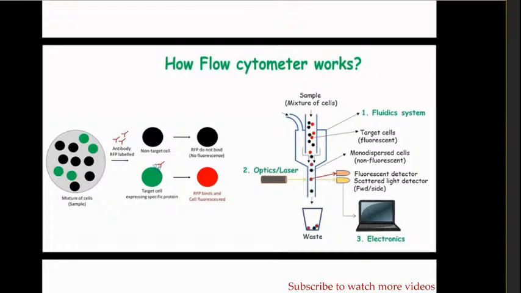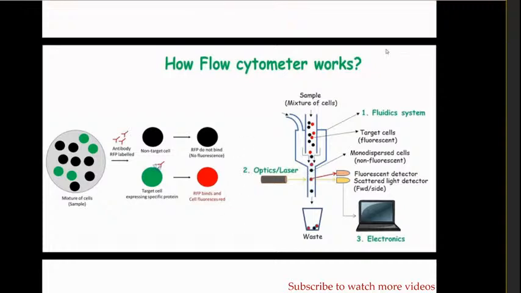Okay, so what did they do? First, we want to understand what the colors are in this image. First, we have a mixture of cells. We add the antibody. If there is a non-target cell, an unwanted cell, it is shown as the black color. If there is a target cell, that cell has the antigen on the surface. So if the target cell interacts with the antibody, it gives a color change, the red color.